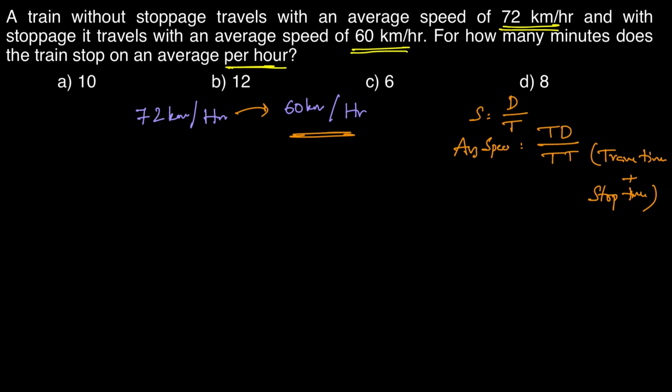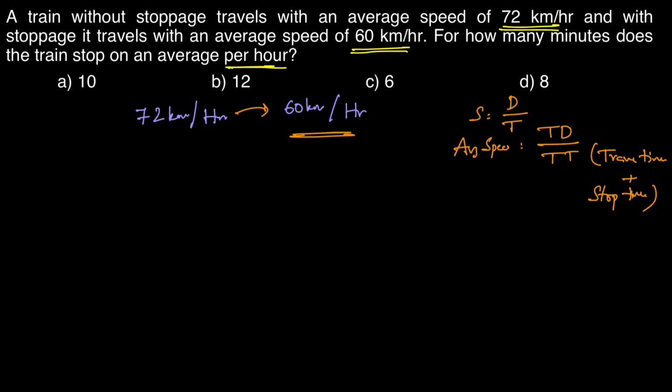So one important thing you should keep in mind is the speed of the train is 72 kilometers per hour, but the average speed is 60 kilometers per hour, which means whenever the train is moving, it is moving at a speed of 72 kilometers per hour. But overall, if you consider the total distance covered and the total time period, including the stoppage period, the average speed is 60 kilometers per hour. So we are asked to find out what is the stoppage time period per hour.